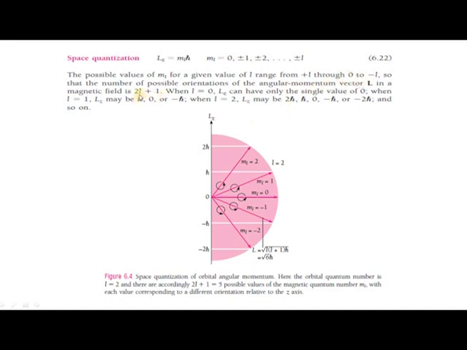It can orient in 2l plus 1 directions. When l is equal to 0, what does it mean? 2 into 0 plus 1. Only Lz can have a single value, 0.